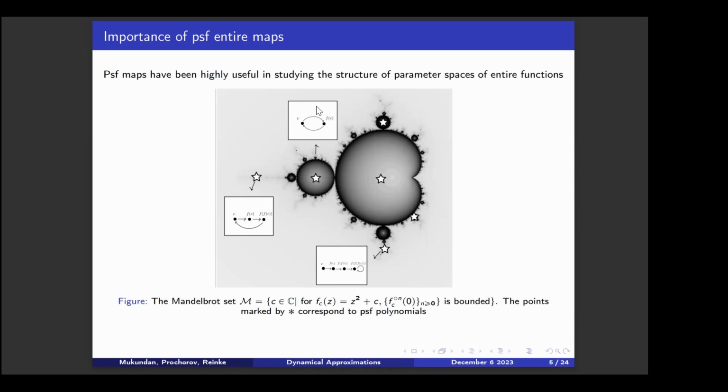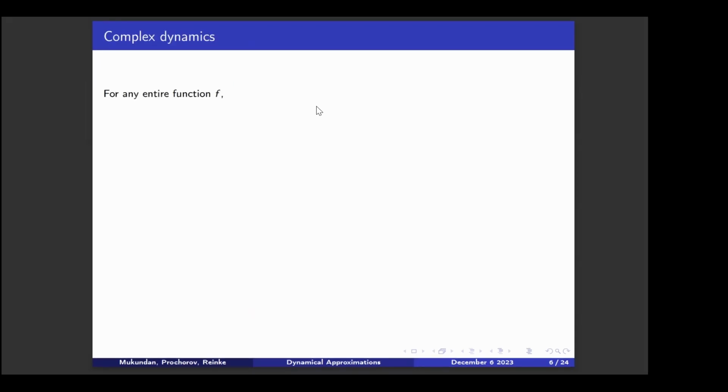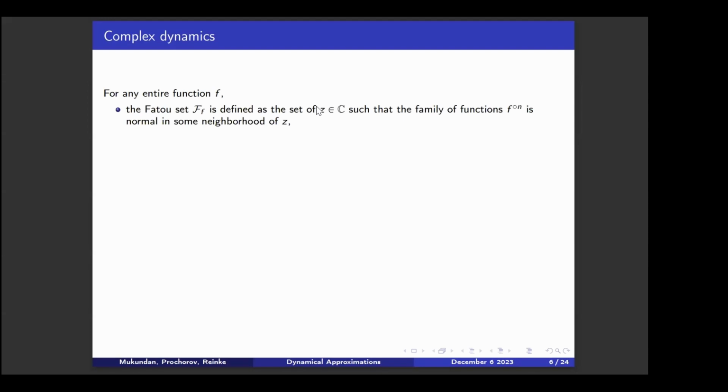Okay, I'm going to move on. So here's another way they can be important. Instead of looking at parameter spaces, you can look at the dynamical plane of any function. So for any entire function f, the Fatou set, which I'm denoting as F sub f, is defined as the set of points z on the plane such that the family of functions f iterated n times, as n goes to infinity, is normal in some neighborhood of z. So this is the set of normality.